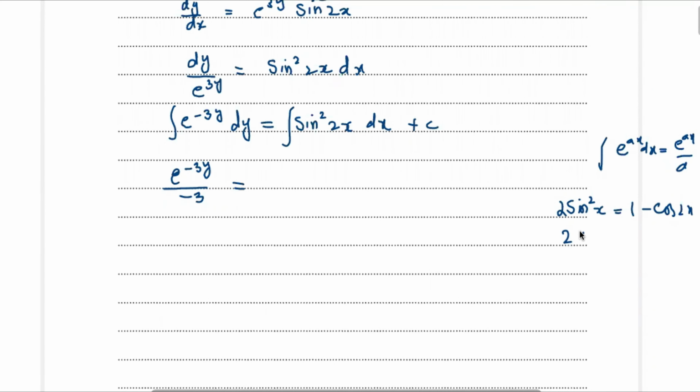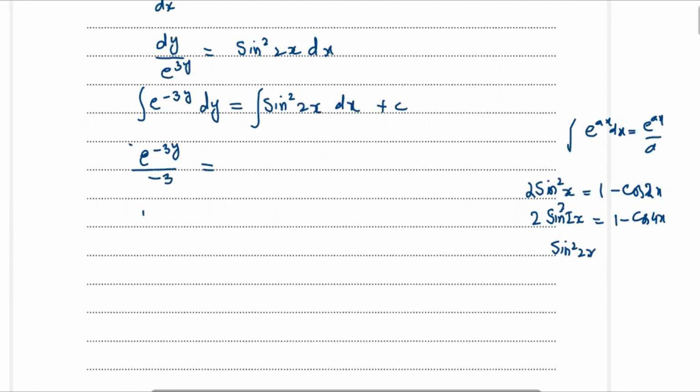Now we can write it as sine square 2x will be equal to 1 minus cos 4x. You see here, this is the angle when the x, this angle becomes 2 times of this angle. Therefore, when you write sine square 2x, this angle becomes 1 minus cos 4x. Therefore, we can write sine square 2x is equal to 1 over 2 minus 1 over 2 cos 4x. Now we write it as 1 over 2 minus 1 over 2 cos 4x dx.